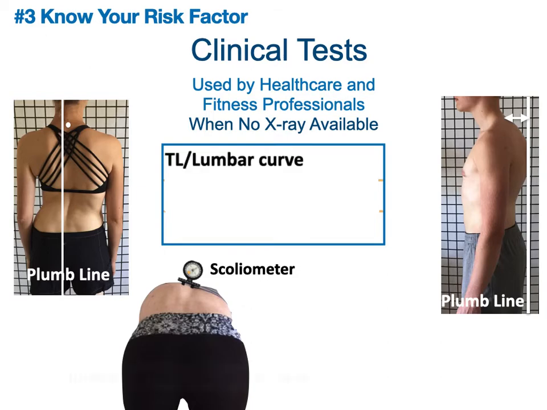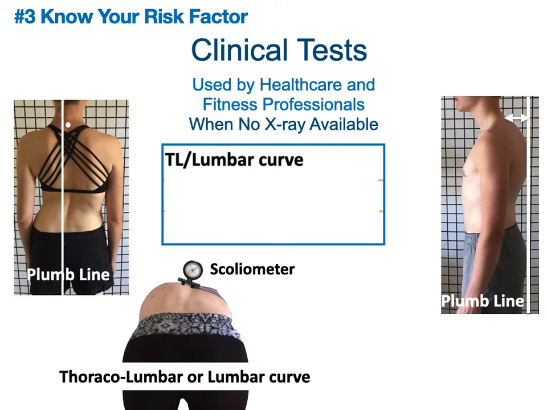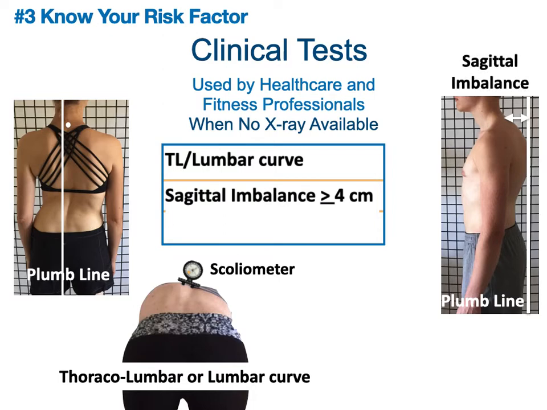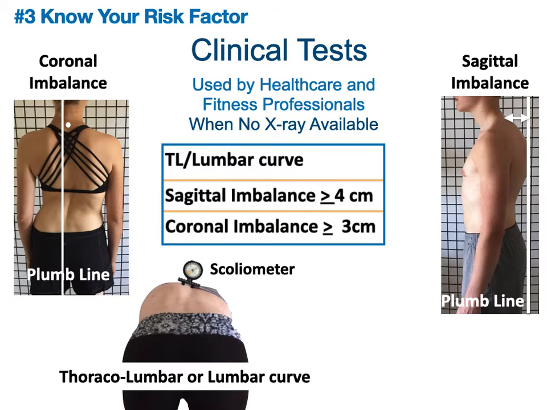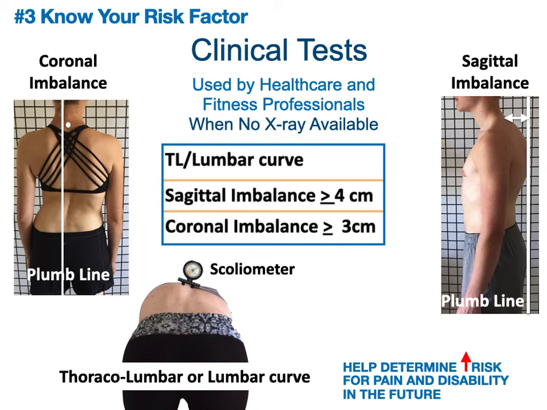The first is the presence of a lumbar or thoracolumbar primary curve pattern identified using a scoliometer. The second is sagittal imbalance, which we discussed in tip number 2, measured using a plumb line or the wall. The third is coronal imbalance, and it's measured using a plumb line. These tests are provided by healthcare professionals and fitness professionals. These tests can identify risk factors and help you select exercises and a fitness program that is best for you.